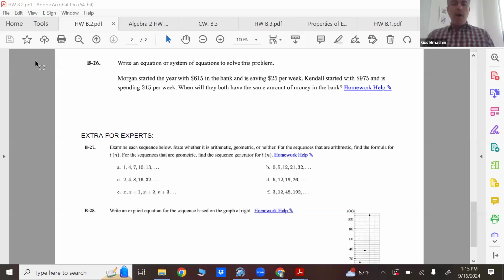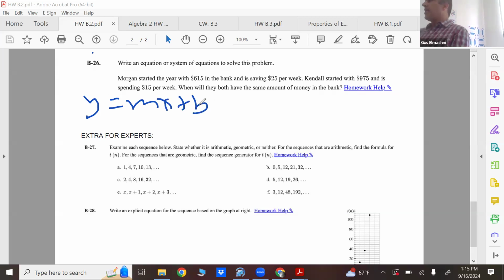So y equals mx plus b, right? This is the guiding principle here. Y equals mx plus b. So what does b represent, guys, in a linear function? B is the y-intercept. And what's m? The slope. Good. So m's the rate, and b is what you start with, right? You start with b. So Morgan starts at $615 and gets $25 every week. So Morgan's easy: 25x plus 615.